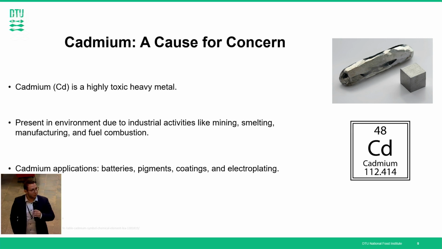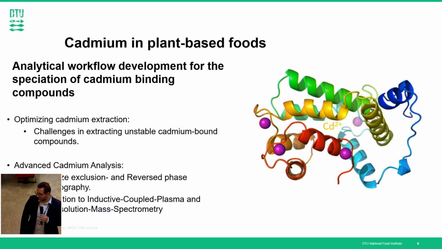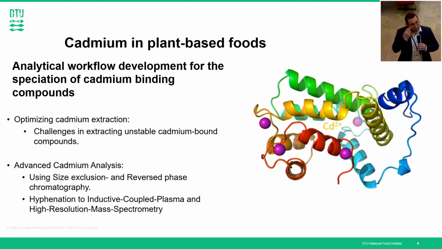So, but what am I actually doing? I'm trying to develop a workflow for the speciation, so the identification of compounds that bind to cadmium. In this case, I can show you here a protein, but cadmium can attach to many different compounds that vary from proteins to peptides to small acids. And the problem is that the extraction of those compounds is really difficult because of their inherent instability.